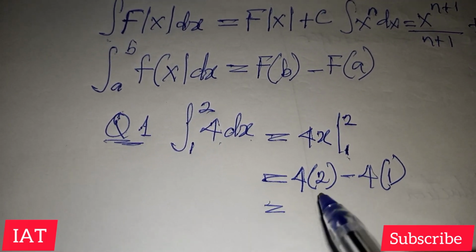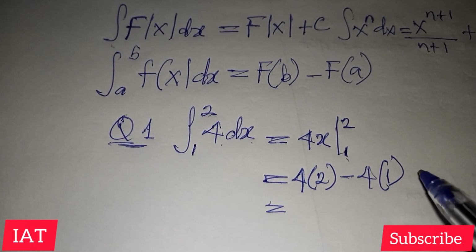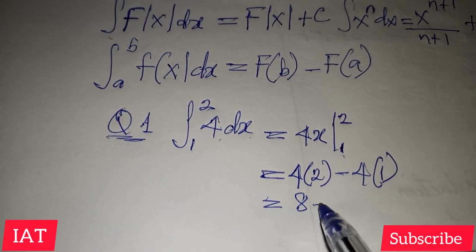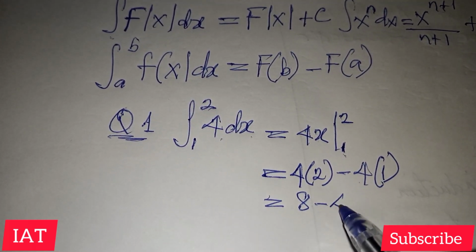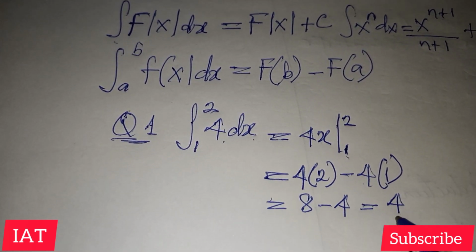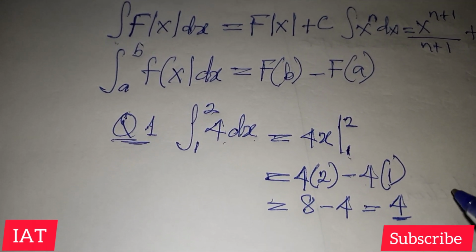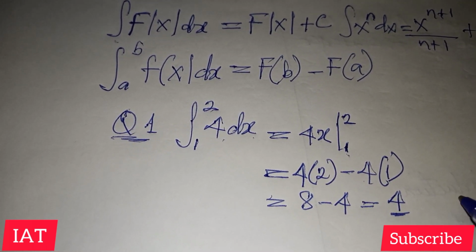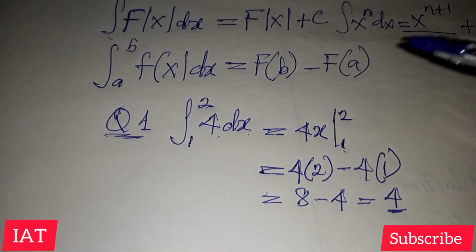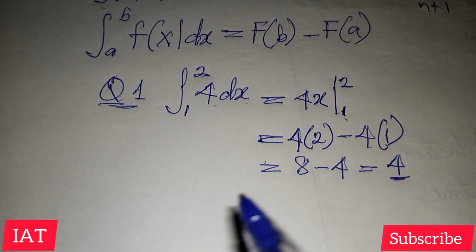So what we have here is, you can add plus constant c, but that will not be necessary because if you add c here and add c here, definitely they will go. So 4 multiplied by 2 will give us 8, minus 4 multiplied by 1, that is 4. So 8 minus 4, the result is 4. So you can see in this case, we just have real numbers. We don't have constant c attached to it because it's not necessary. It definitely cancels out by the time you make this substitution. So that's the difference between definite and indefinite integral. So let's see another example.